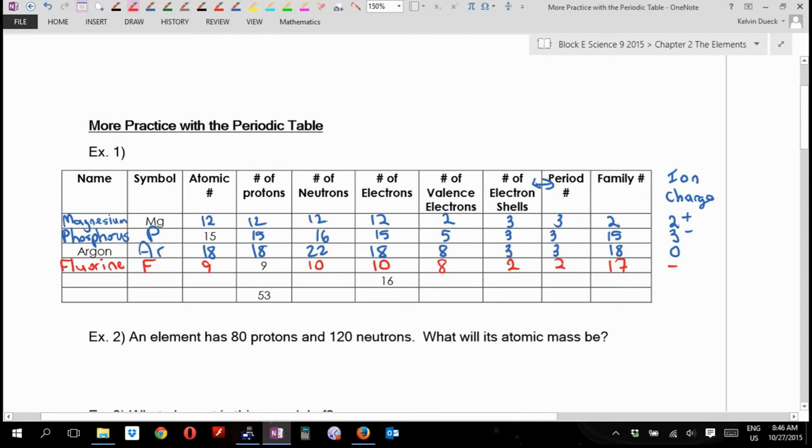Family number 17, by the way, has a special name that I said was worth remembering. I think it's on your, yeah, the halogens, yeah.